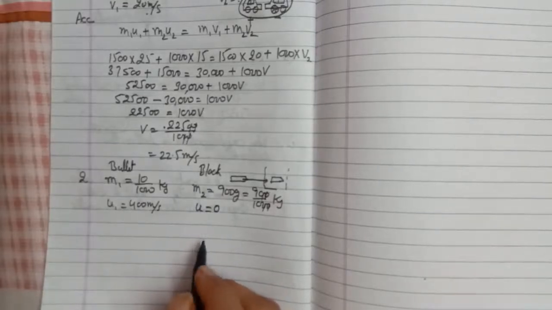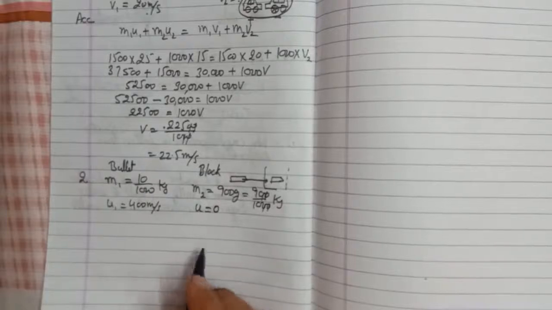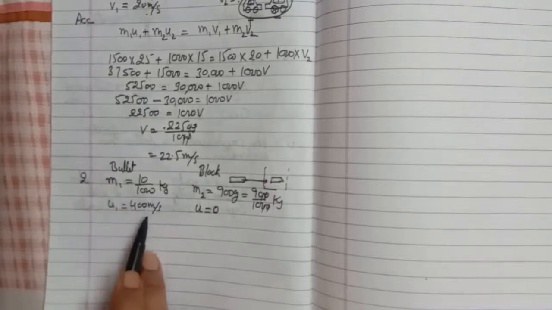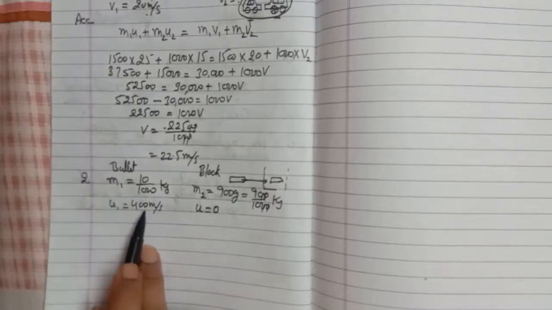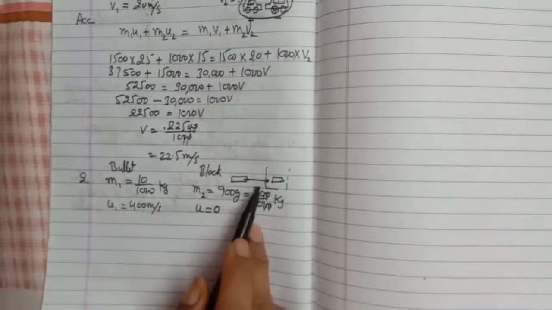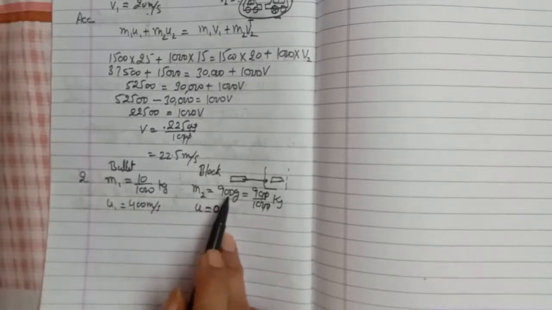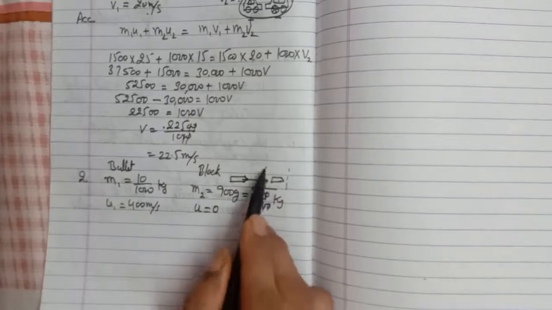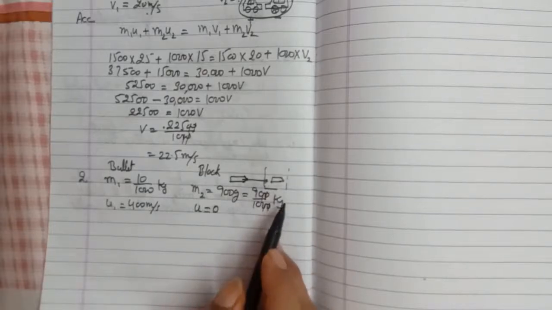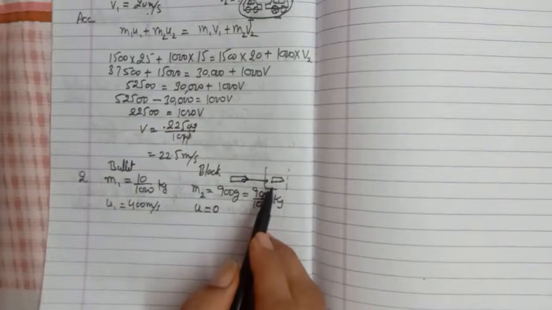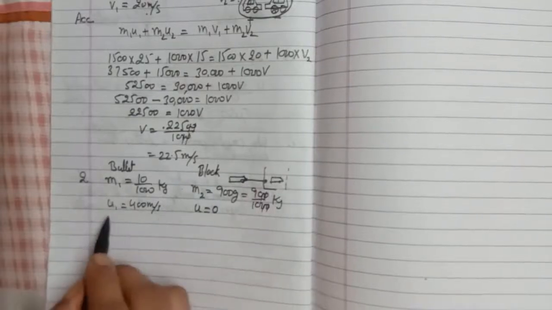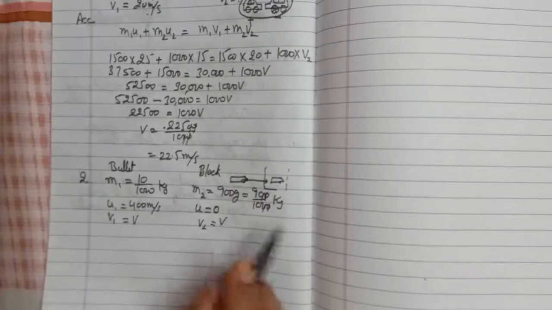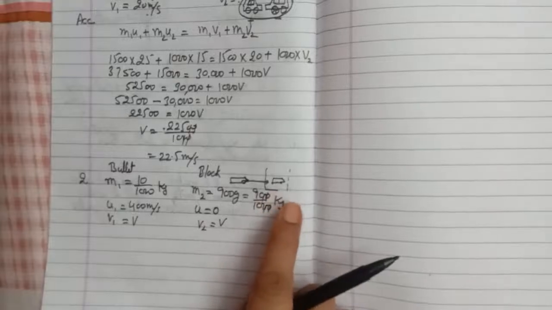Now the question: what is the velocity acquired by the block? Again, I am reading the question. A bullet of mass 10 gram moving with a velocity of 400 meter per second gets embedded in a freely suspended wooden block of mass 900 gram. What is the velocity acquired by the block? It means due to this bullet, the wooden block will acquire some velocity. Since it gets embedded in the block, both of them will have the same velocity, so v1 and v2 are the same. We can write it as v, the final velocity of both the bullet as well as the wooden block.